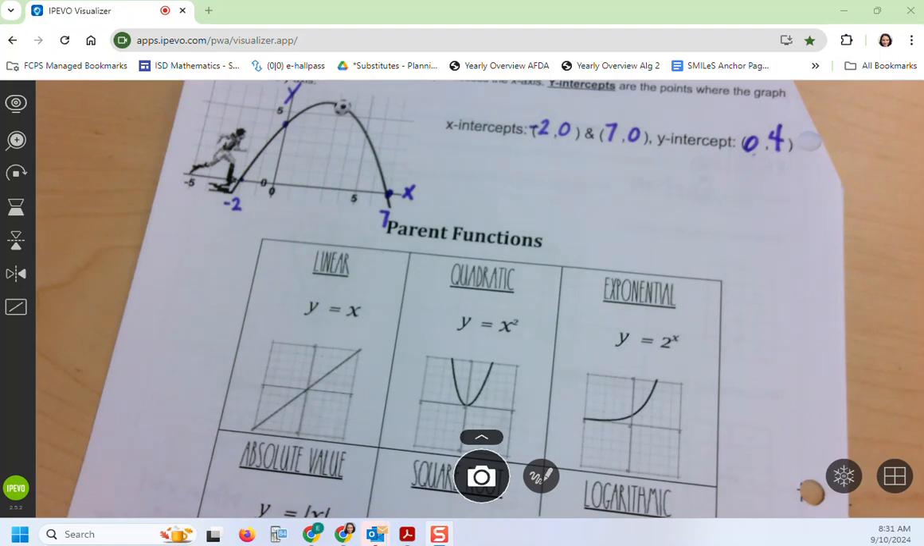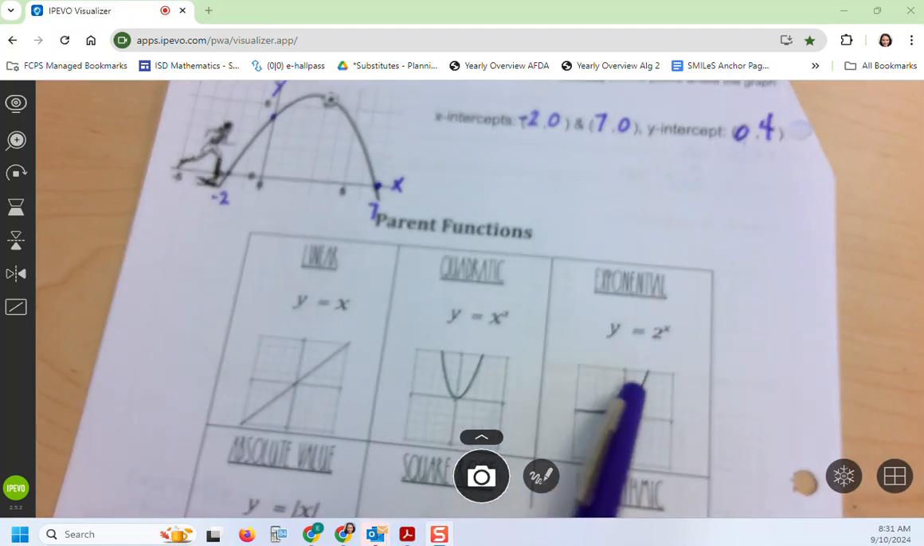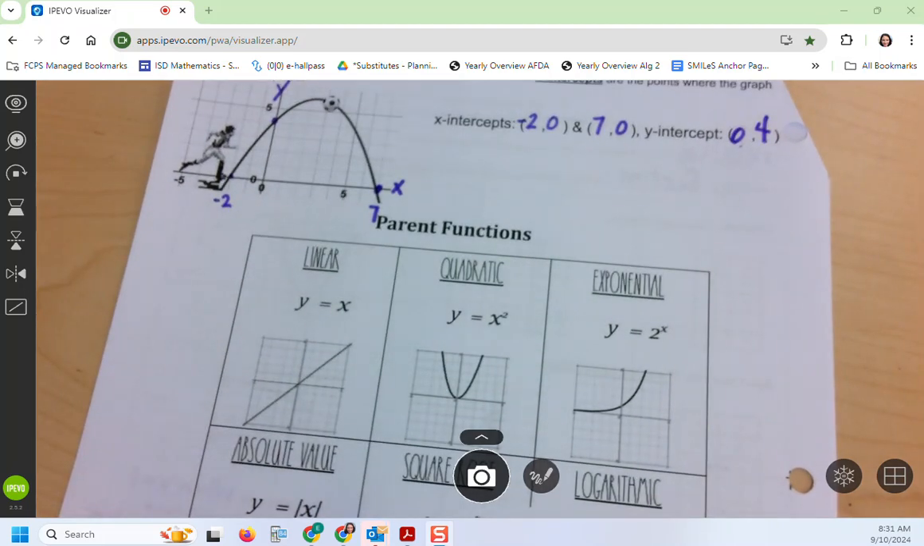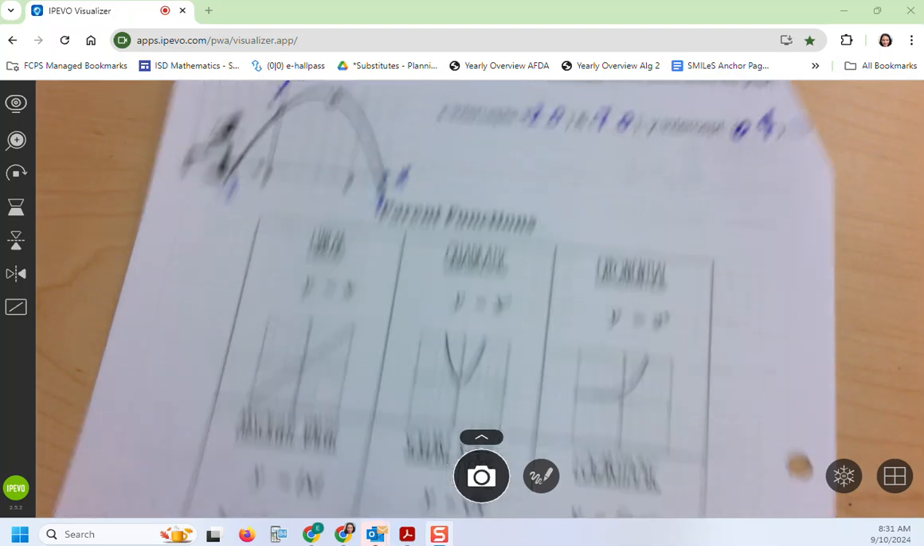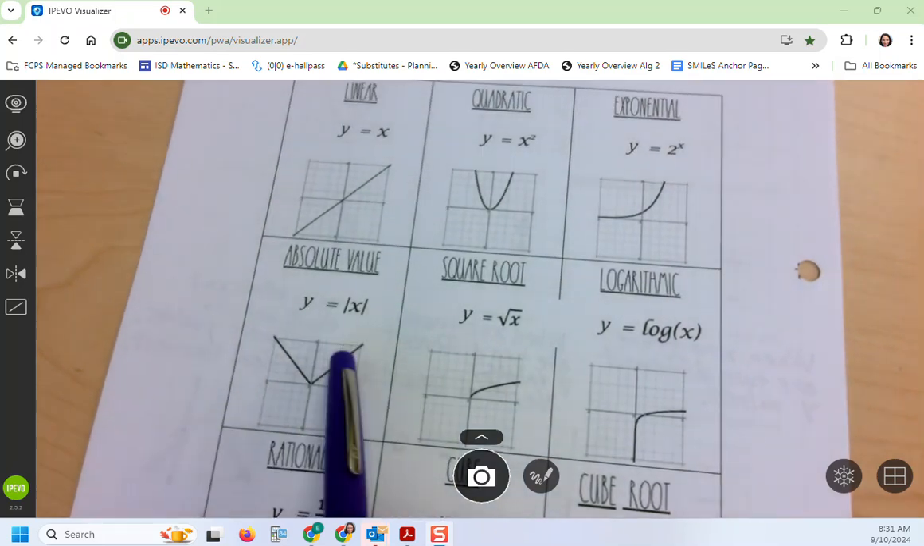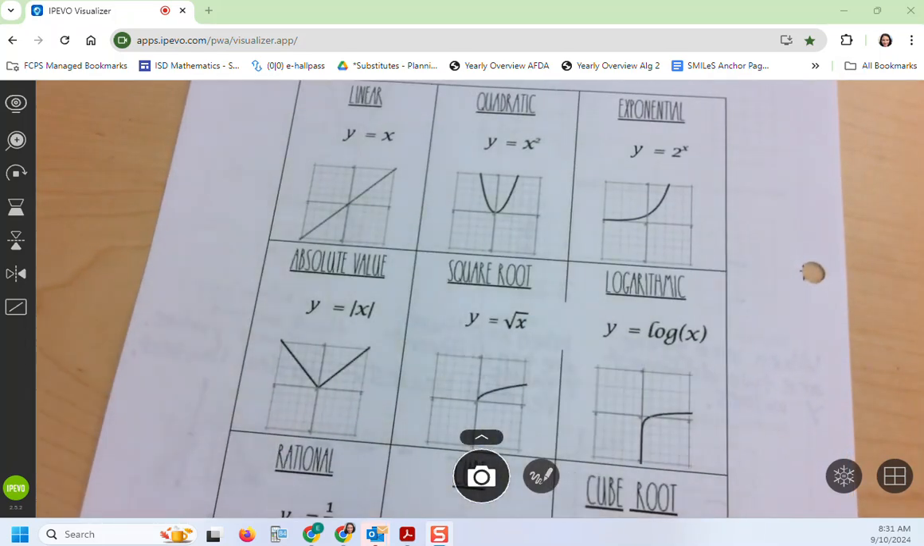All right, so linear, quadratic, exponential. Raise your hand if you checked all 3 of those. Excellent, because we did those last unit, right? We did linear, quadratic, exponential. Next row. Did anybody check any of these? Absolute value, square root, logarithmic. Did anybody check any of them? A couple of you did?